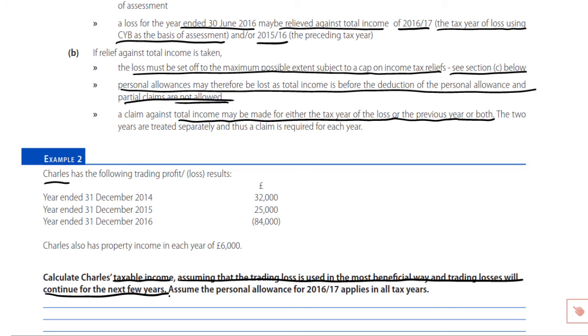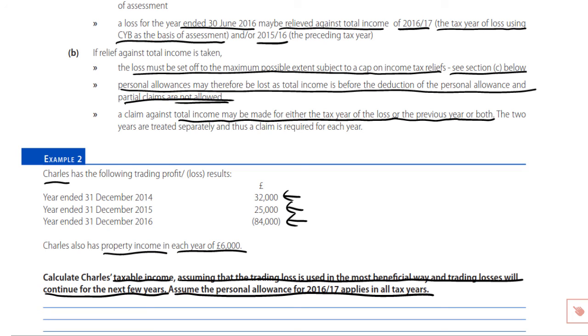And if you're covering more than one tax year, you don't have to worry about what were the exact personal allowances for those years. We assume that the current personal allowance remains true in all tax years. Now, this example shows us that we made a profit, and then a whacking great big loss. Also, remembering that total income is involved with current and carryback claims, we need to know what other taxable income the taxpayer had. And Charles, we're told here, had property income in each year of £6,000.